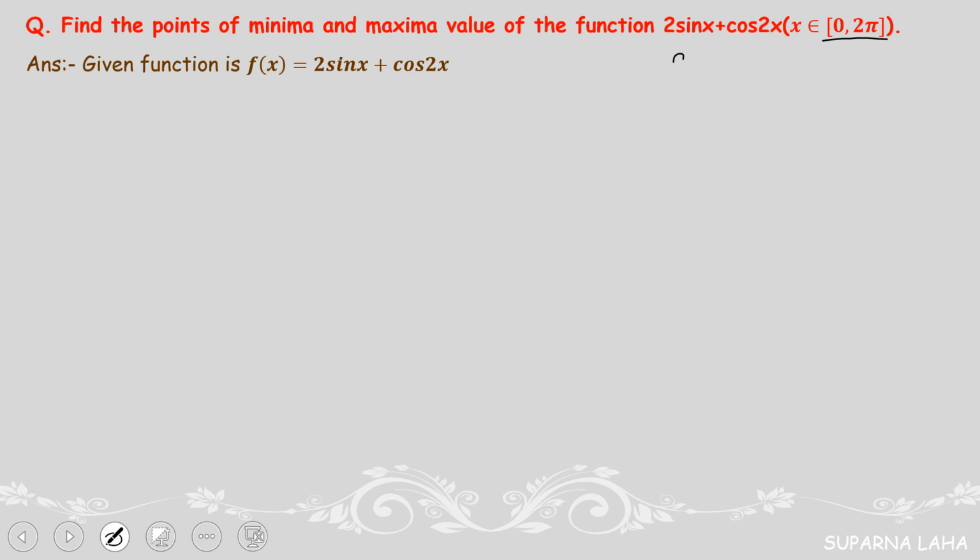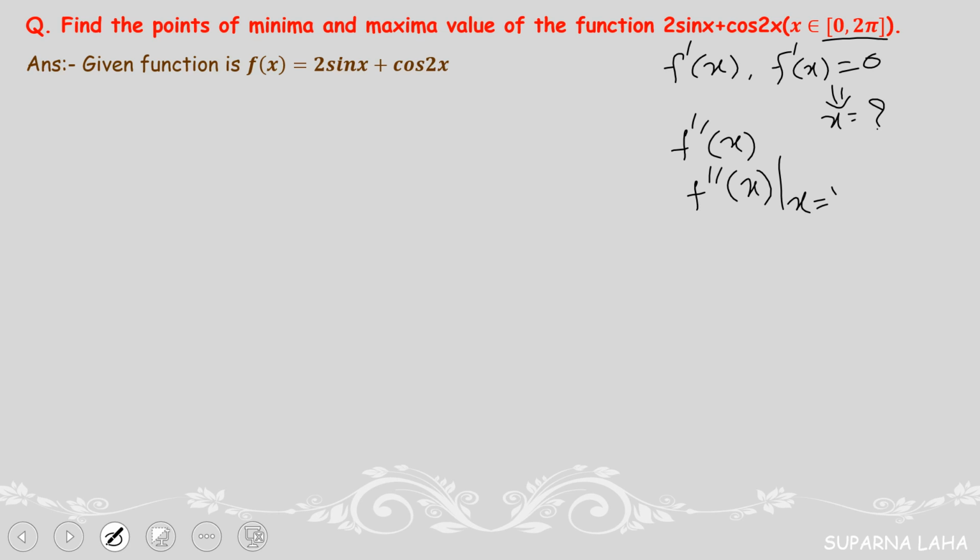So my first work is to find the first derivative, and then set the first derivative to 0 and find the value of x, and then find f double dash x, and check f double dash x at those points x, whether it is greater than 0 or less than 0. So here we need to just find the points. We don't need to find the maximum value or the minimum value, we just need to find the points of maxima and points of minima.